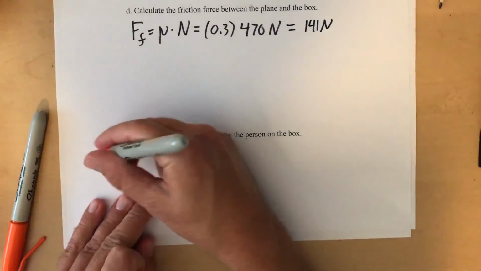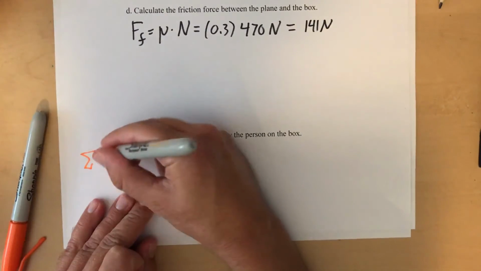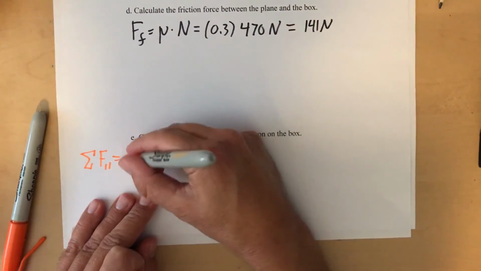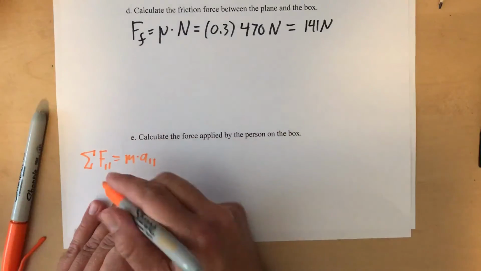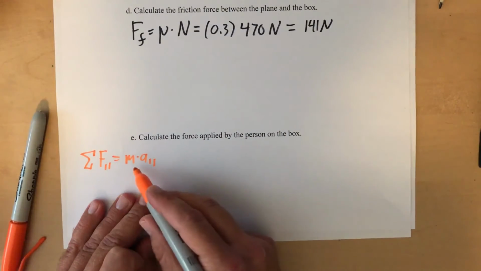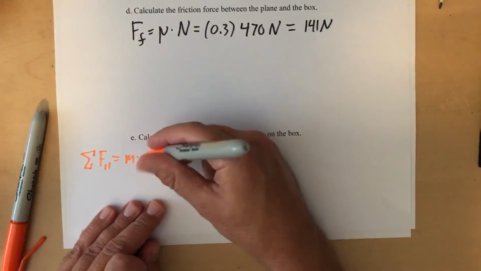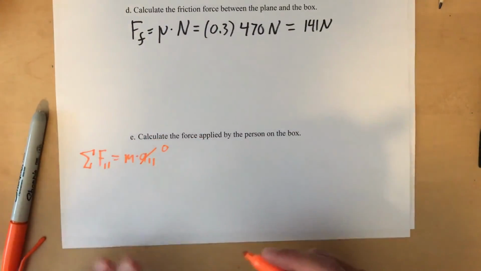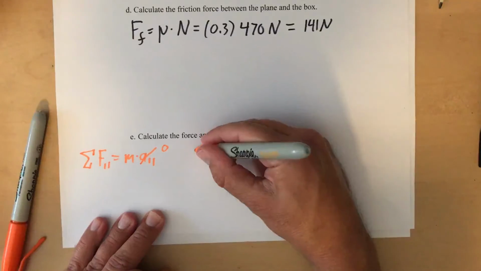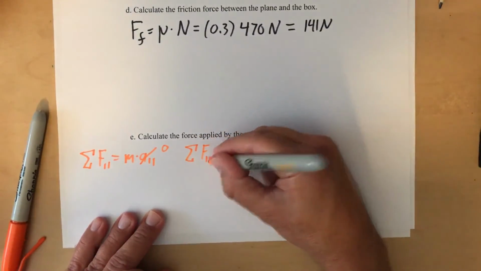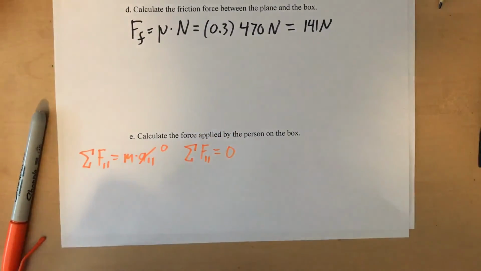Last part here, calculate the force applied by the person on the box. So now we've got to go and look at the parallel direction, or the x direction, whatever you want to call it. I'll call it parallel here. So the sum of the forces in the parallel direction is equal to mass times the acceleration in the parallel direction. Well, they said, remember, it's a constant speed, so that's equal to 0. So we can say that the sum of the forces in the parallel direction is equal to 0.